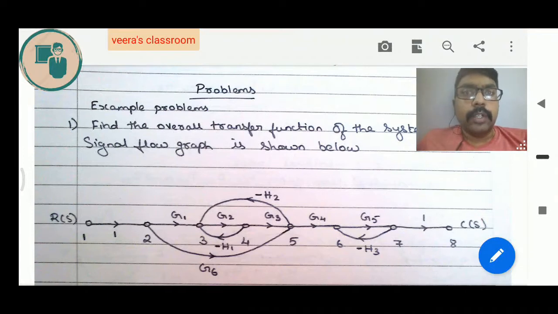In this video we are going to see a set of problems in the series of problems of signal flow graphs. We are going to see the first problem. The first problem is given here. Here they have asked us to find the overall transfer function of the system by using signal flow graph. They have given a signal flow graph and we are supposed to solve it and find a simplified transfer function. The procedure is different when you compare it with the block diagram reduction.